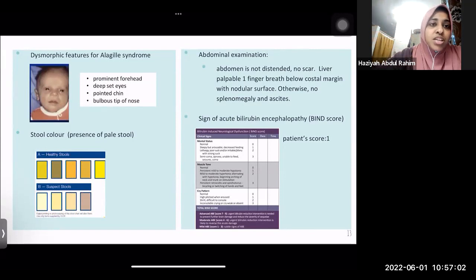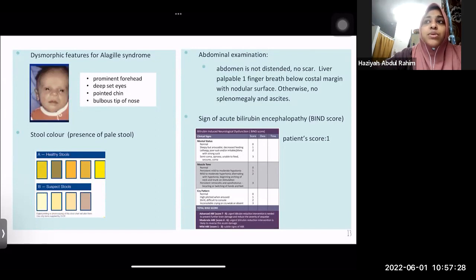If let's say a neonate presented with jaundice, one of the things that we have to look for during examination is signs of acute bilirubin encephalopathy. So these are the signs. Basically, we use the BIND score. So under the BIND score, we have three: we have mental status, we have muscle tone, and also cry pattern.